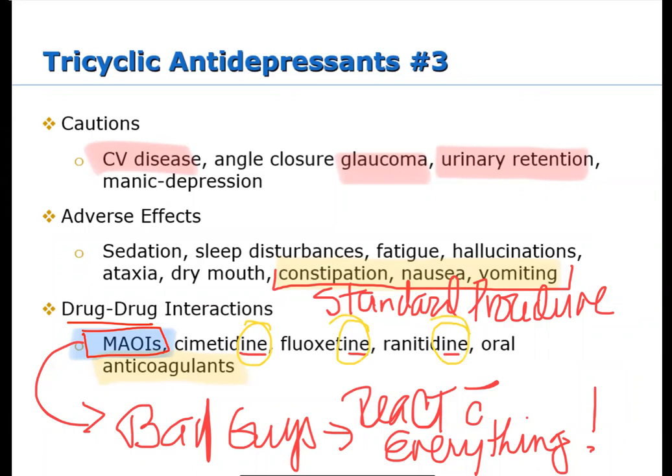And then last but not least, anticoagulation. So what do we have to learn here about drug-drug interaction? MAOIs, which is standard procedure because they react with everything, and anticoagulation, because the rest of them are a thread. You can thread them. They're a pattern that you can see. Okay.